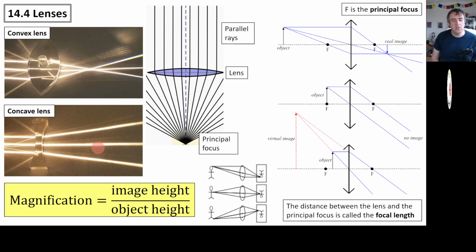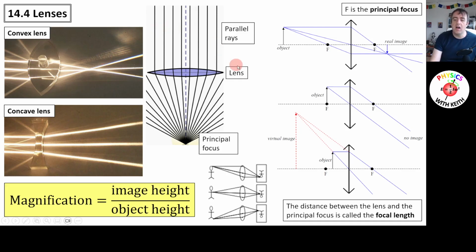AQA doesn't tend to call them converging and diverging lenses, but the CIE IGCSE does. So it is GCSE level, so it's fine. So now you've got your idea about these two lenses. Let's just focus on the convex lens for now. The converging lens, the convex lens.